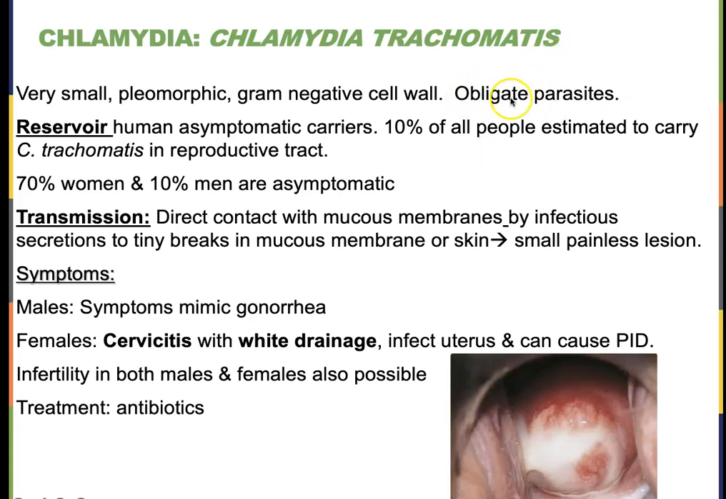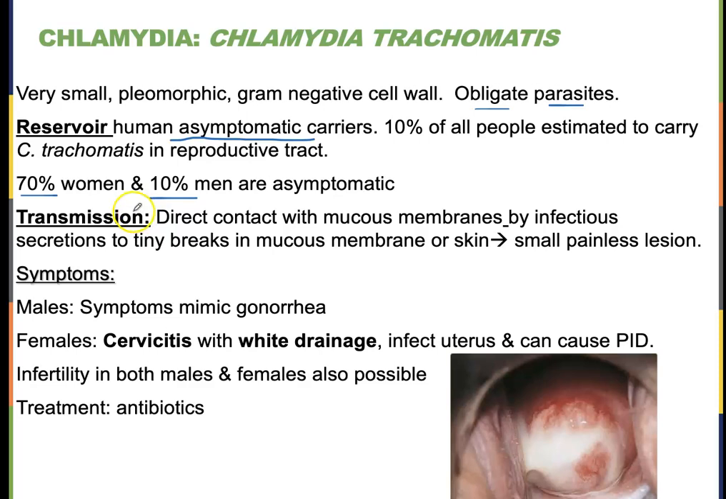And because it's an obligate parasite, it's not going to be able to live outside the body for very long at all. And that means that the transmission of chlamydia is going to be direct contact, right? We can't have this bacteria living on fomites because it's the obligate intracellular parasite. So our reservoir for chlamydia is going to be our human fellows, the asymptomatic carriers, and 10% are estimated to be in the reproductive tract of people. 70% of women and 10% of men are asymptomatic.